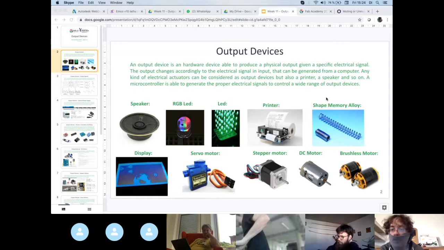We have the shape memory alloy, which is a specific kind of metallic alloy that can change its shape. It can memorize a shape, and it can, let's say, replicate that shape if some conditions are applied. In our case, the conditions are a specific amount of current and voltage that can be applied on the side of the shape memory alloy.